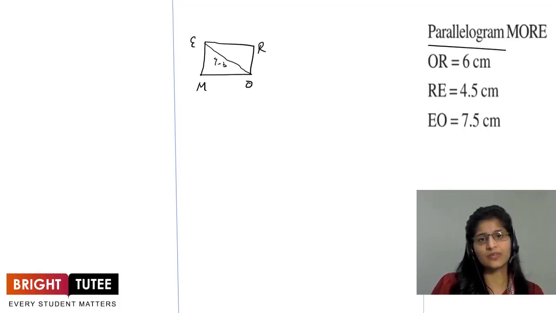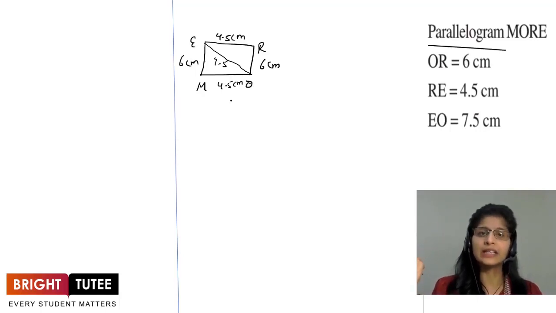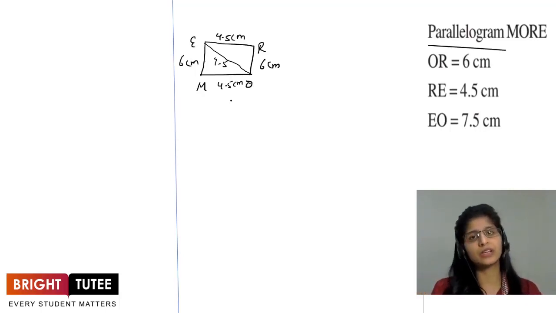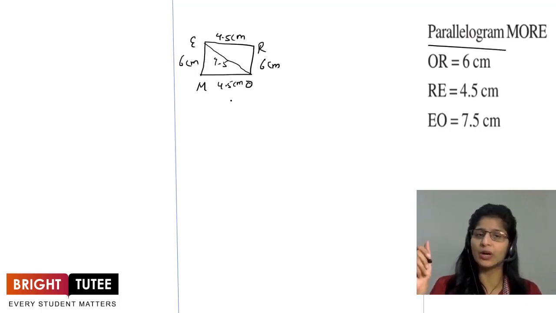It is given as 7.5. OR is given to us, that is 6 centimeter, and RE is given to us, that is 4.5 centimeter. What about these two measurements? Because it's a parallelogram, students, the opposite sides are going to be equal. This will be 6 centimeter, this will be 4.5 centimeter. That means when they mention that it's a parallelogram, just these 3 measurements are enough for us to draw the special quadrilateral, which is a parallelogram.